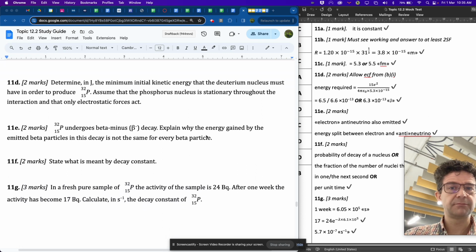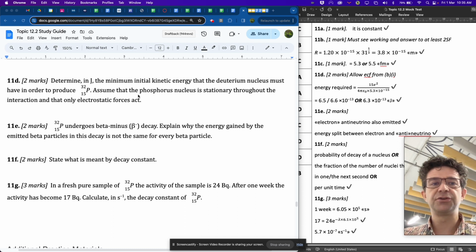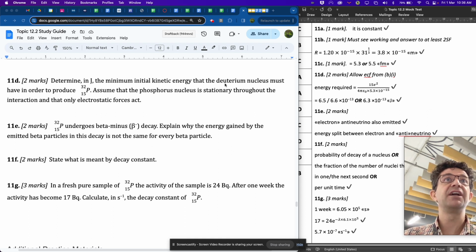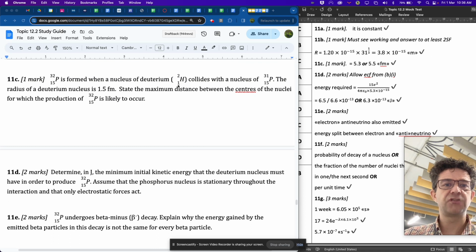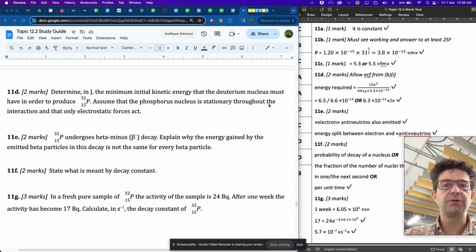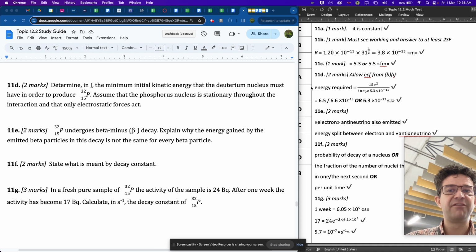In 11D, it says determine the initial kinetic energy that the deuterium must have in order to produce this. So this is where we get into our Rutherford's type scattering problem. We can look at the energy required. We have a formula for that has to do with the total potential energy between the two. We have a charge of 15 for the phosphorus. We have a charge of 1 for this deuterium. And we know what the distance is that has to be between them. So substituting into the potential energy equation of KQQ over R, we have K times 15 e squared divided by 5.3 times 10 to the minus 15. It's only over the distance to the first power because we're looking at a potential energy.